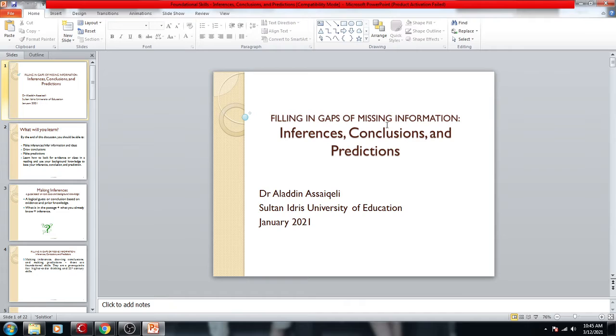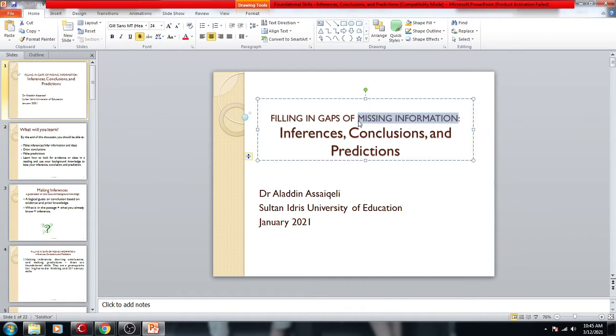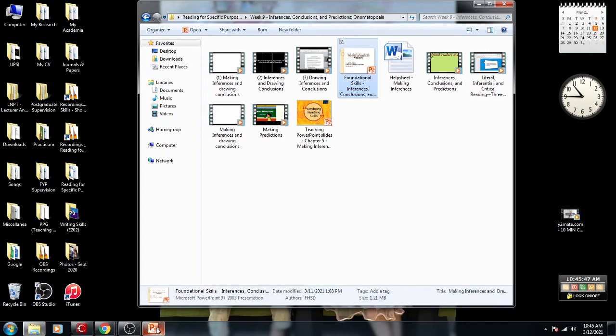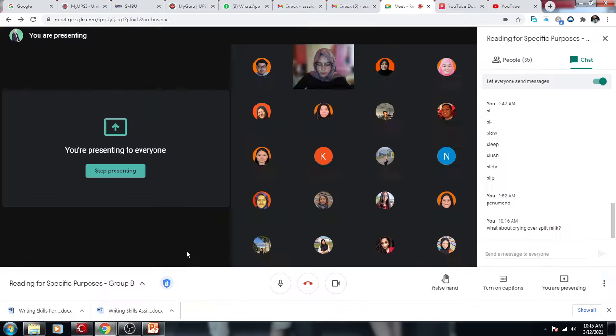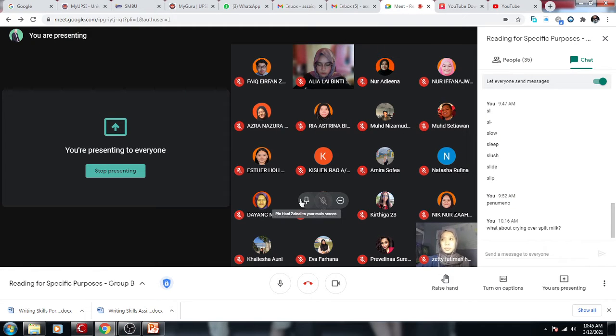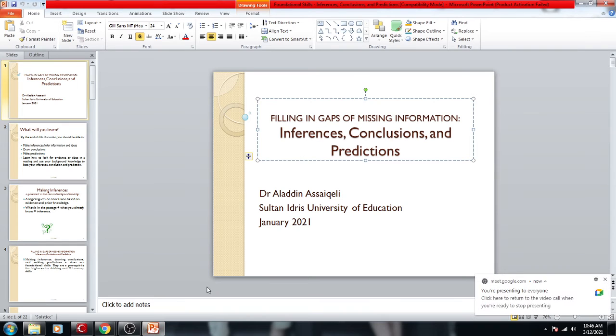Thank you. Filling in gaps of missing information. The information is implied or suggested, not stated. Inferences, conclusions, and predictions. Writing suggests more than it says. Again, writing suggests more than it says.